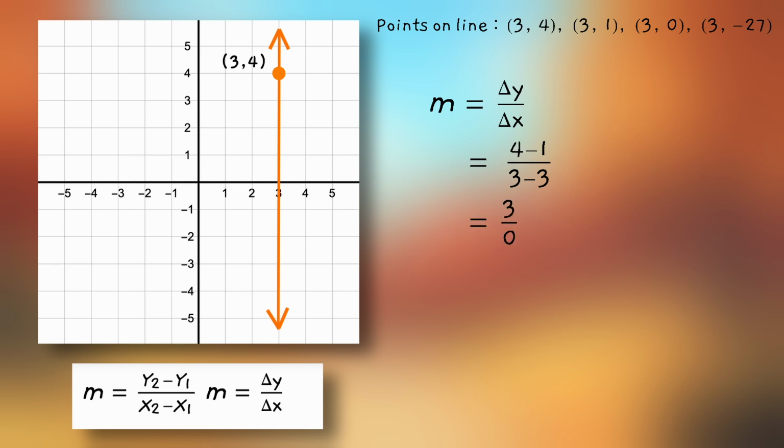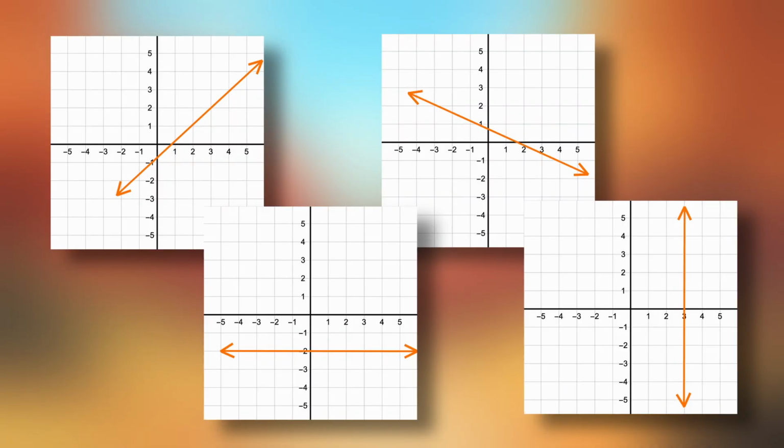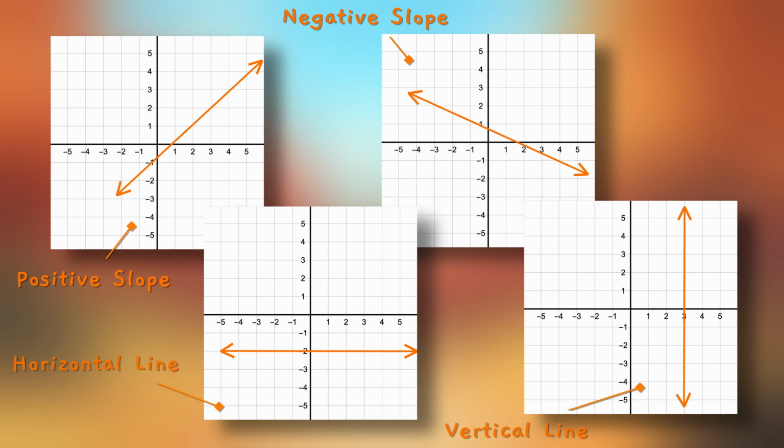Now, you can't divide by 0 because it's undefined. There's no way to mathematically define division by 0. So we say the slope of a vertical line is undefined. And these are the 4 types of lines you'll encounter. Lines with a positive slope, a negative slope, a horizontal line which has slope 0, or a vertical line which has an undefined slope. Its slope is just simply not defined.